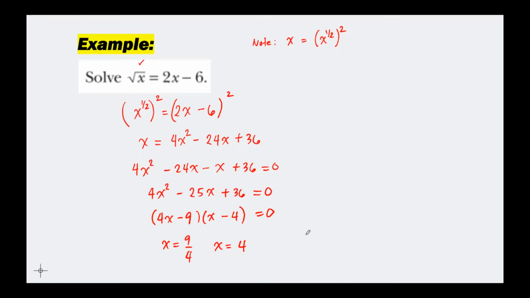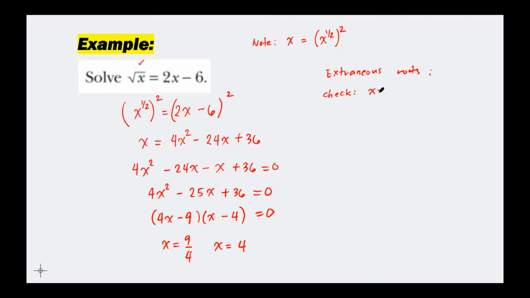Okay, so now what we can do, the problem with surds is that we have what we call your extraneous roots. When we say extraneous roots, these are the values of x that we found that will not satisfy the given equation. So that means we actually need to do the checking.